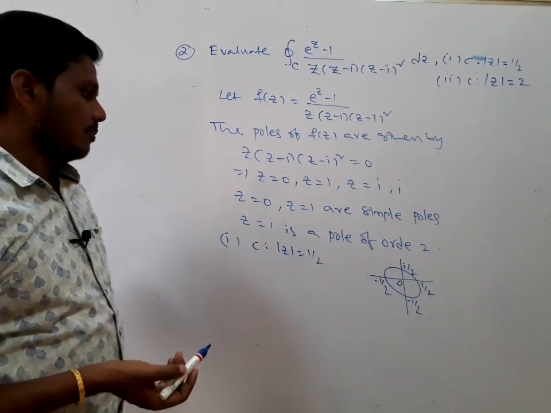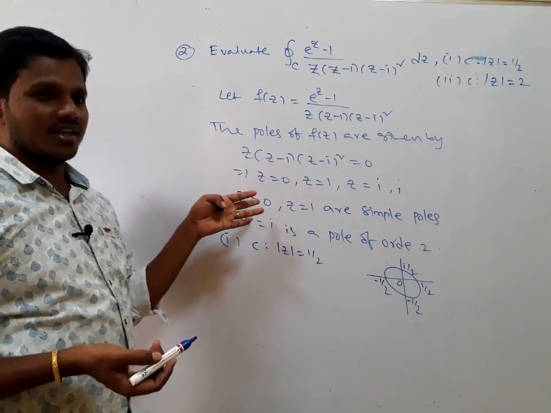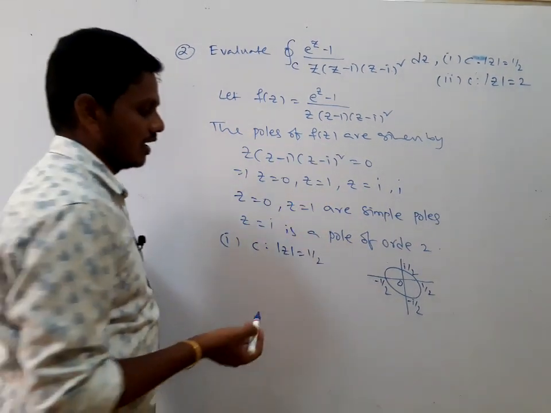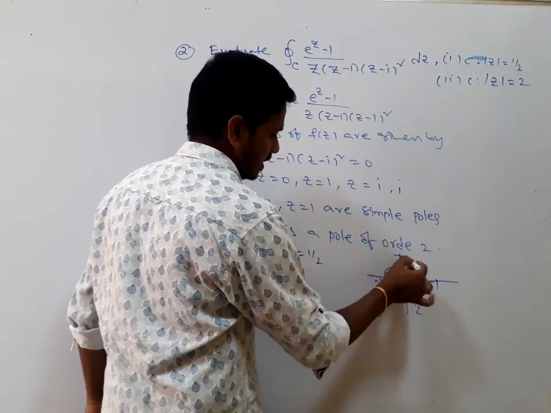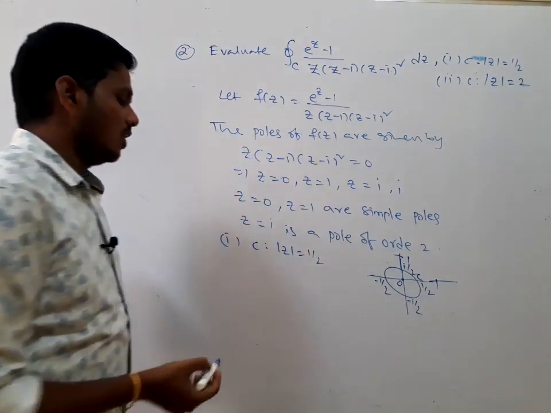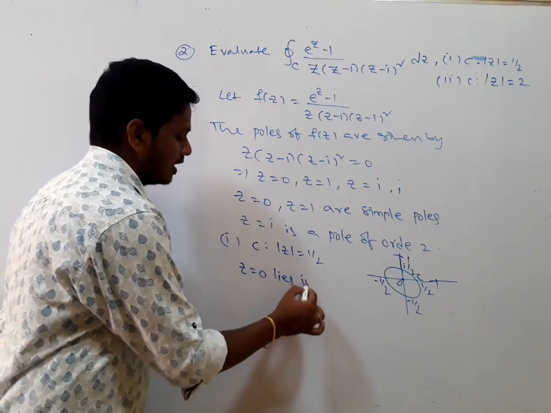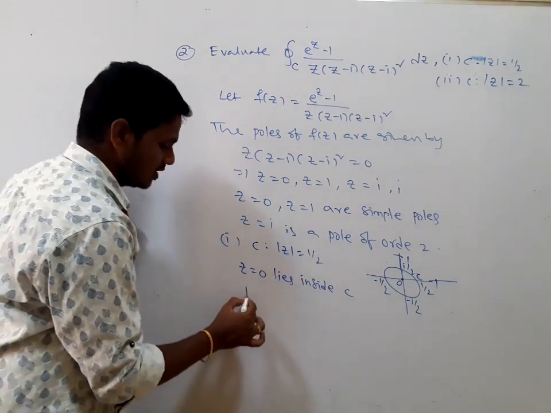Here we have these isolated singular points: z equals 0, z equals 1, z equals i. Here z equals 1 exists outside, z equals i exists outside, and z equals 0 is inside C. So only z equals 0 lies inside C, so we can find the residue.